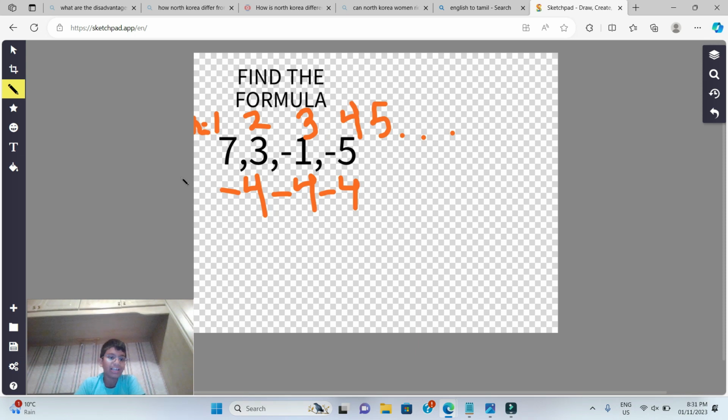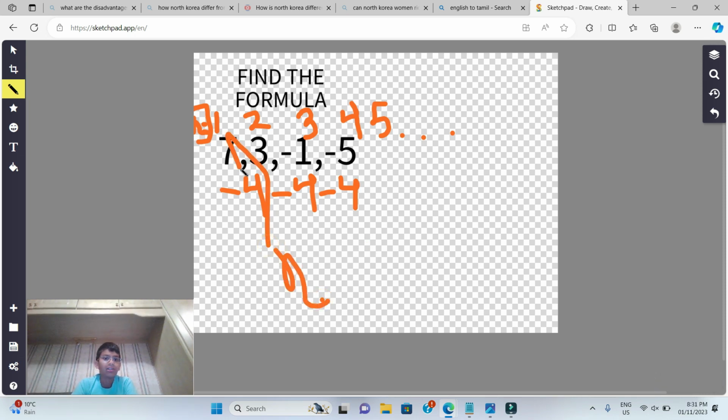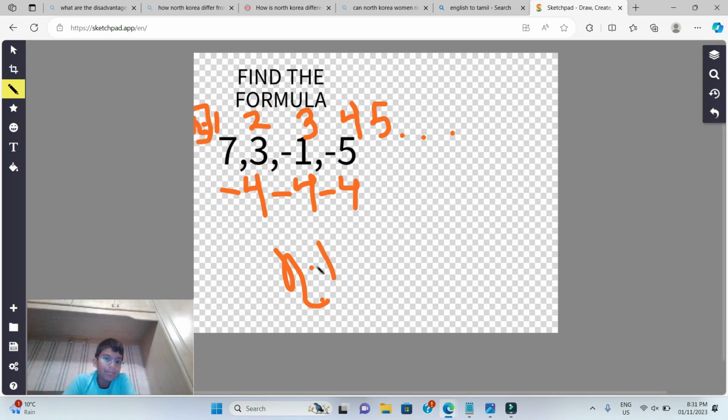But how do we actually get the formula? Well, here's the one. We are going to use n. But wait a minute. If we just write n, it's not going to work. Or even n plus 6 works, right? Because n is 1 and 1 plus 6 is 7. But then what about the 2? 2 plus 6 is 8, but it doesn't work. So that's also wrong.